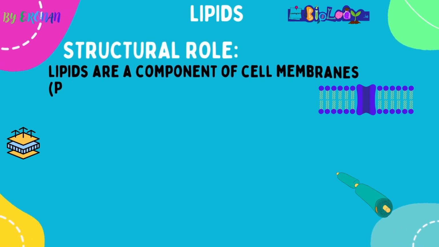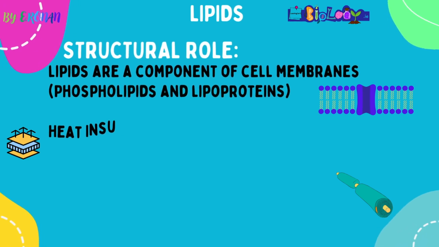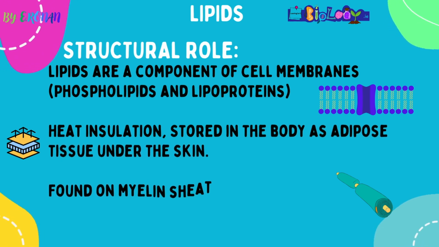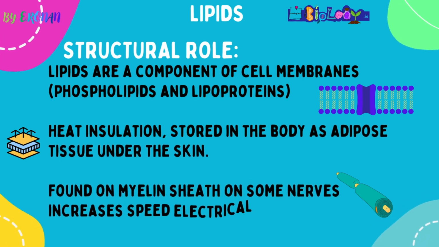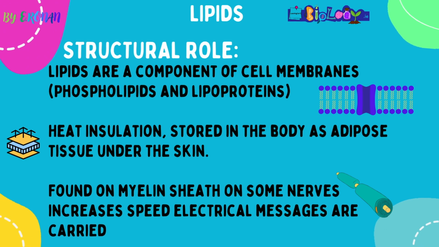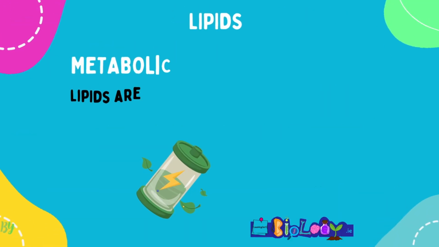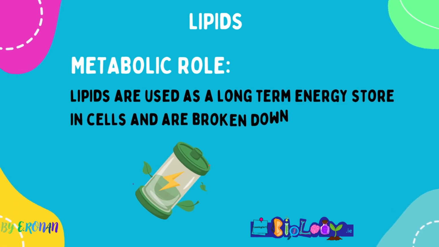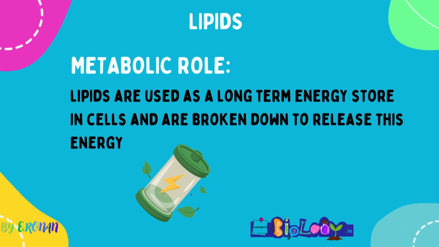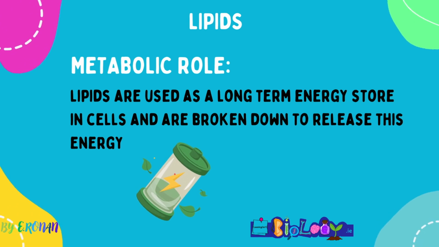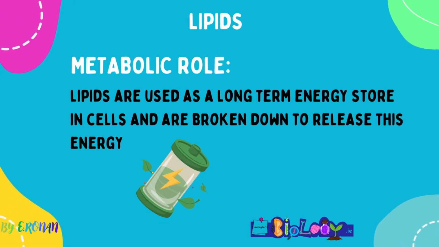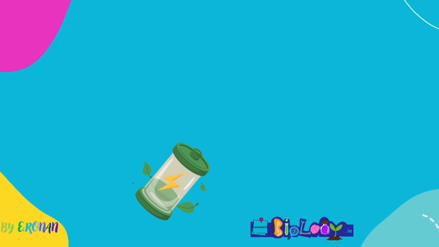Then we have the structural role, again, in physically making up the structure of something. Lipids are a component of the cell membranes. Remember the phospholipid bilayer. They are used for heat and insulation, and they're found on the myelin sheath of neurons, which increases the speed that electrical impulses are carried. The metabolic role then of lipids, they're used as a long-term energy store, make sure you use that word store, in cells, and then they're broken down to release this energy when it is needed. So again, be very careful whether you're asked for the structural role or the metabolic role.